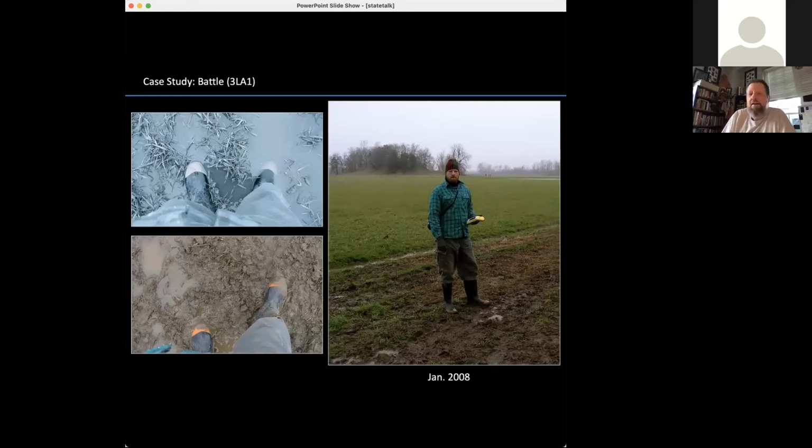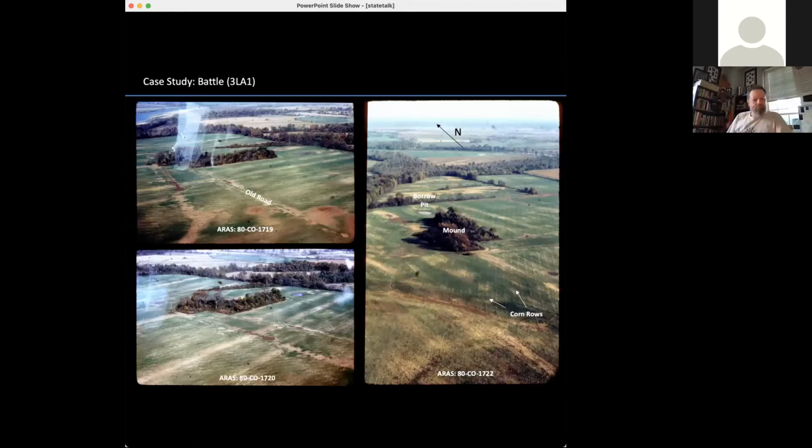Oh, I forgot that I put this in here. So, when it rains out at the site, it turns into this muddy mix of suck-your-boot clay and horse manure. I'm sorry, cow manure. And so you can see me standing in it, right? So I'll save that for another talk. But that's what the site looks like today, or at least in 2008.